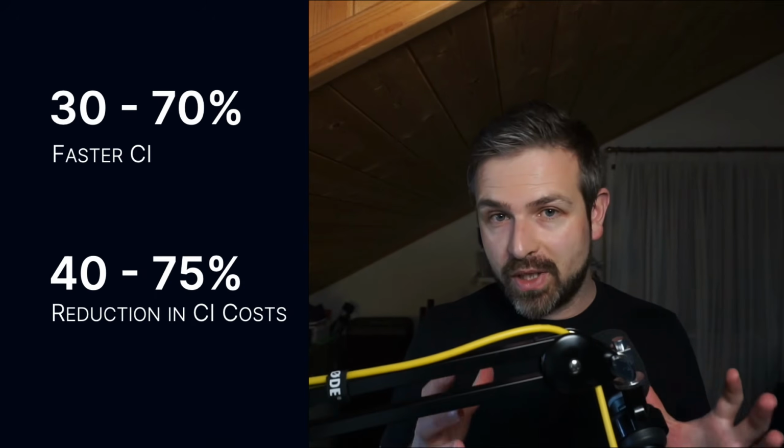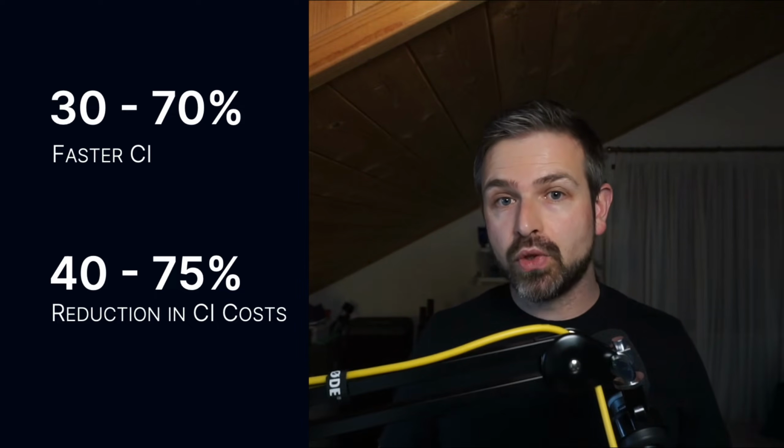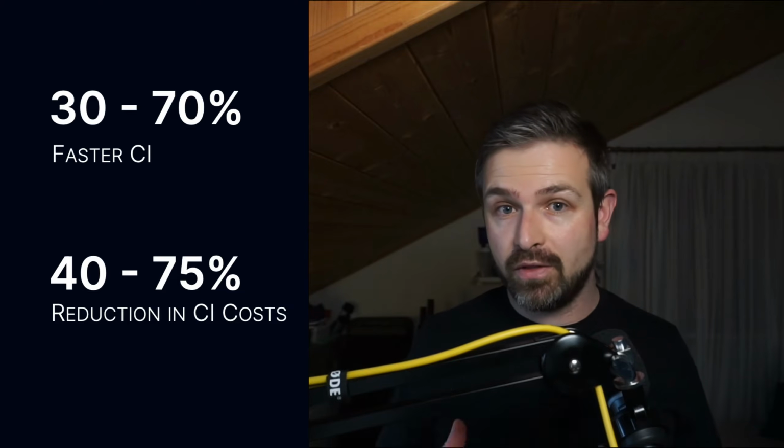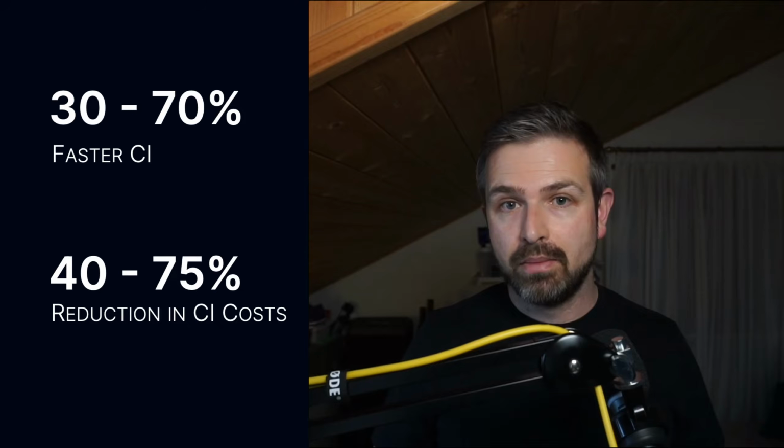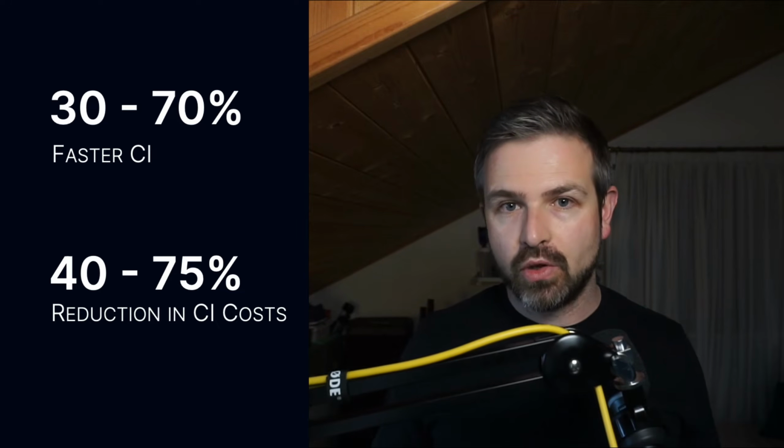Now, the 2 main things that we have identified, which can almost be like the main pillars of fast CI for Monorepos, are remote caching and the distribution of tasks across machines. Depending on your workspace structure, this can help improve your CI speed between 30 and 70%, and at the same time, it can help you reduce CI compute costs between 40 and 75%. So how does this work?